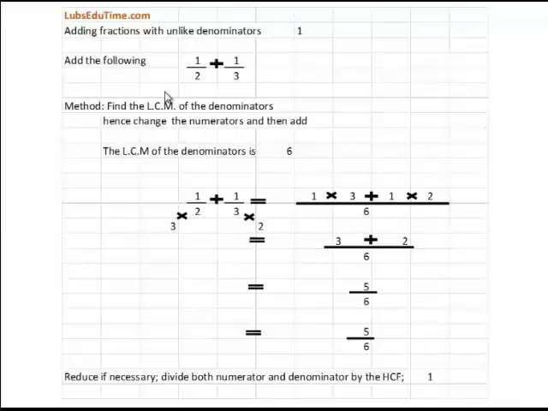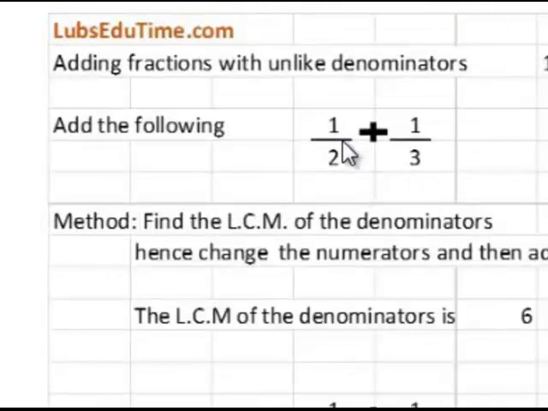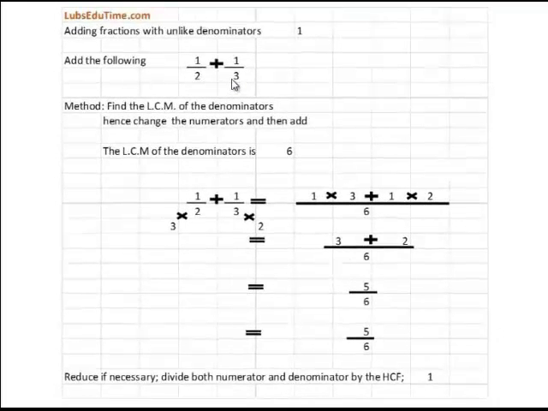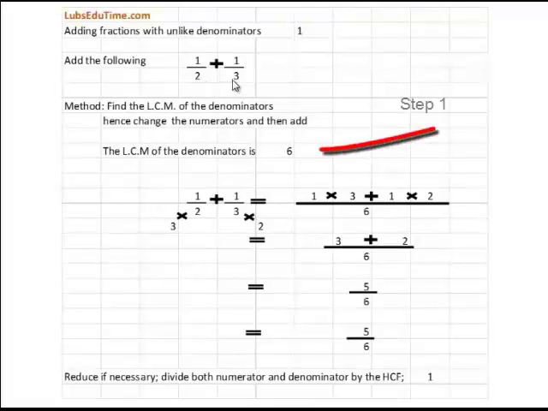Adding unlike fractions. Now, in adding unlike fractions, you're supposed to change both the denominator and the numerator. Let us look. You have 1/2 plus 1/3. Now you must change the denominators to a common number. You're supposed to find what is called the LCM or the LCD, lowest common denominator, or lowest common multiple.